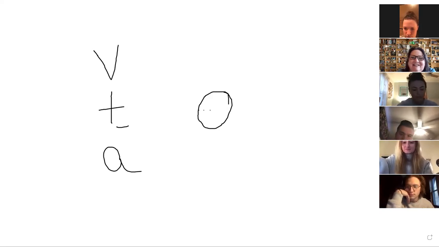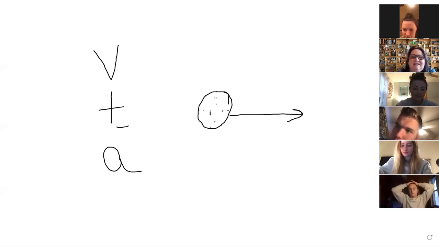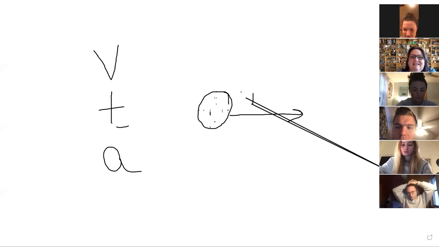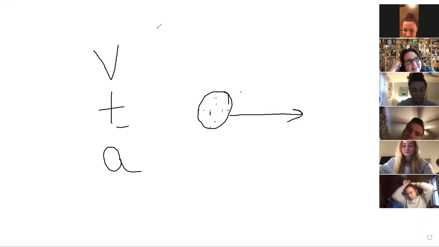All right. So here's my sad little baseball. That was supposed to be little threads on there. So we've got one that has a greater velocity than the other. So it's higher in speed.